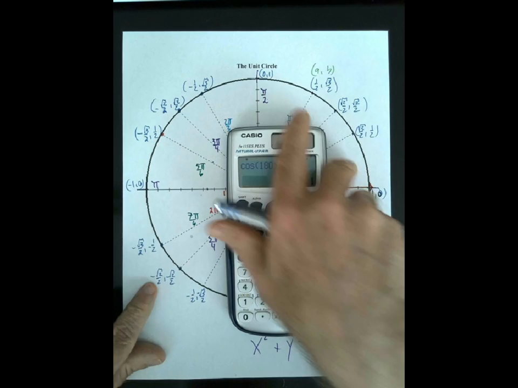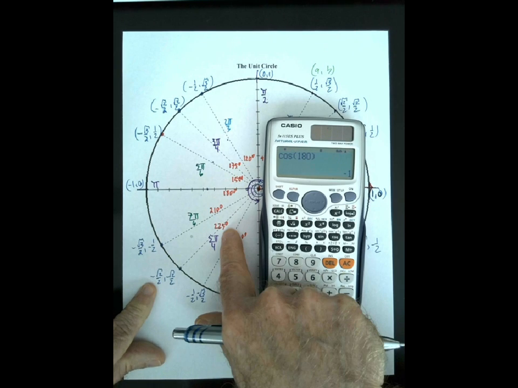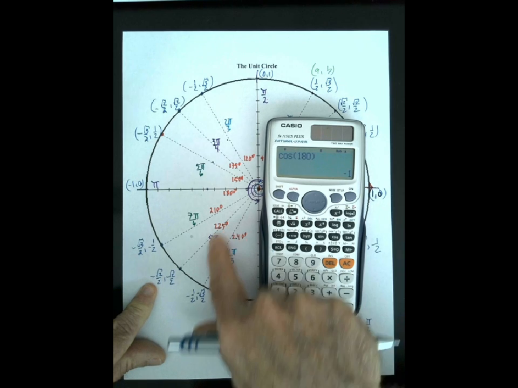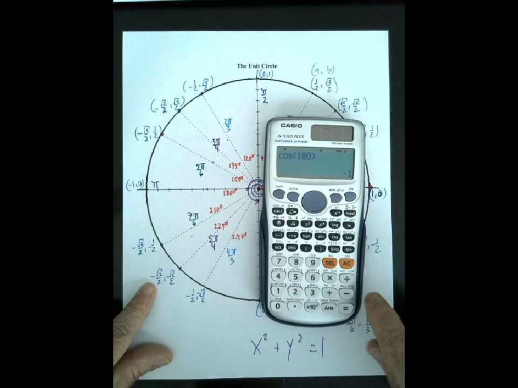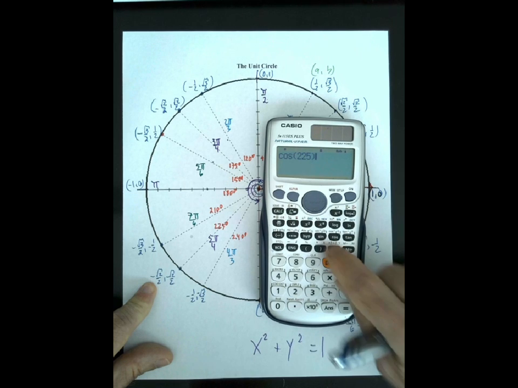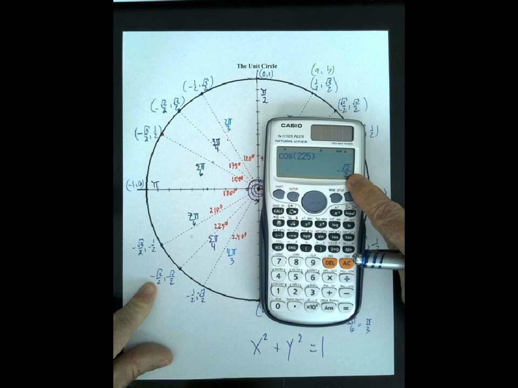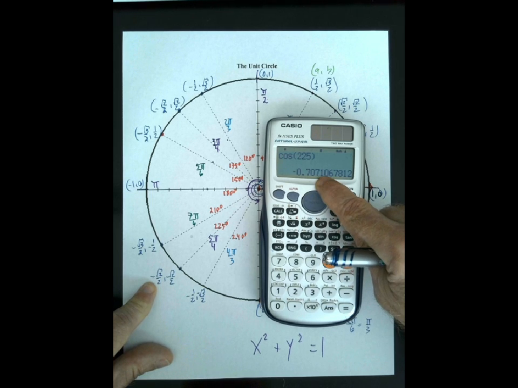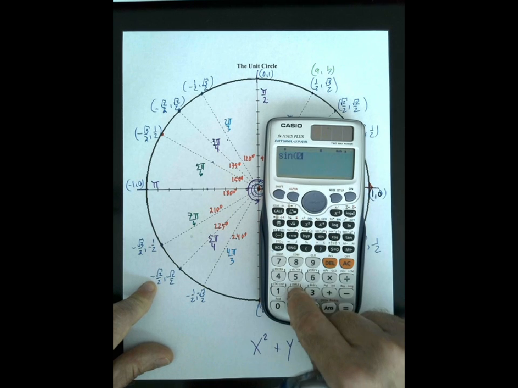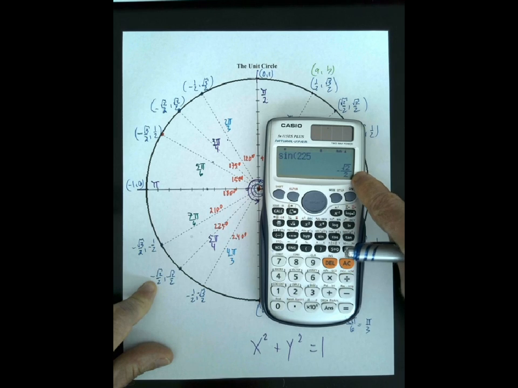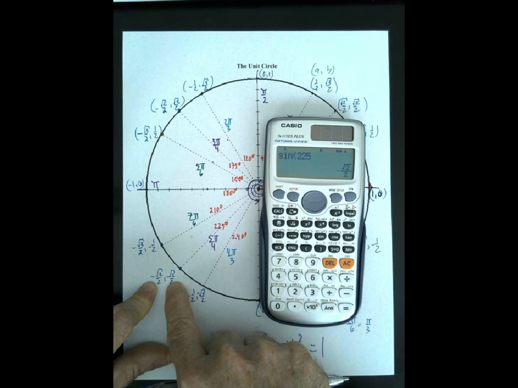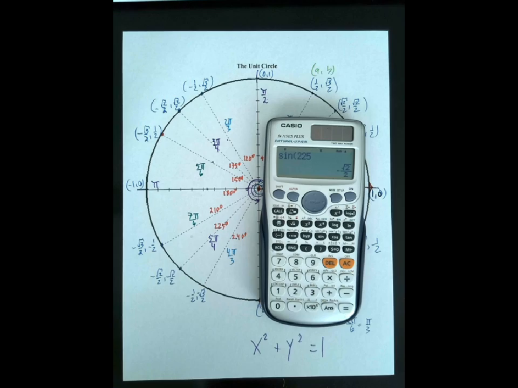You'll see down here, for instance, that 5 pi over 4 is 225 degrees. Those are these coordinates here. If I do cosine 225, that's negative rad 2 over 2, which you're probably seeing as negative 0.707. If I do sine 225, negative rad 2 over 2 again, because they're both the same. And so on. You can confirm these values all the way around.